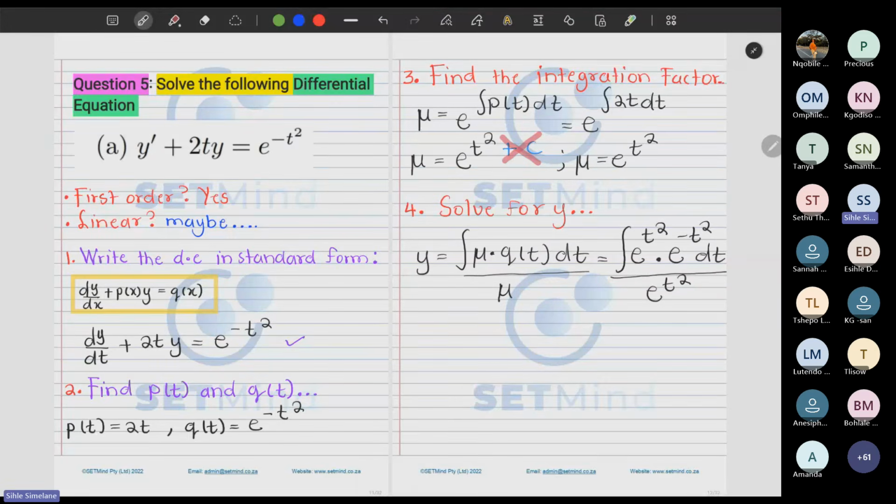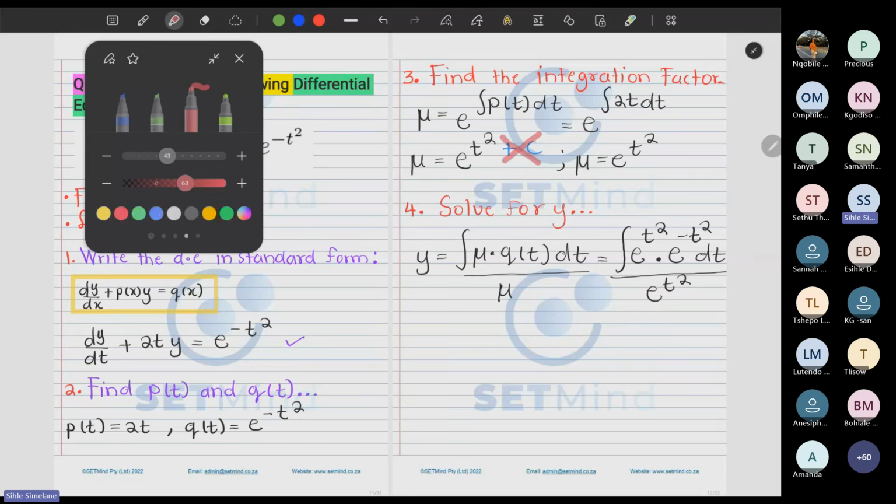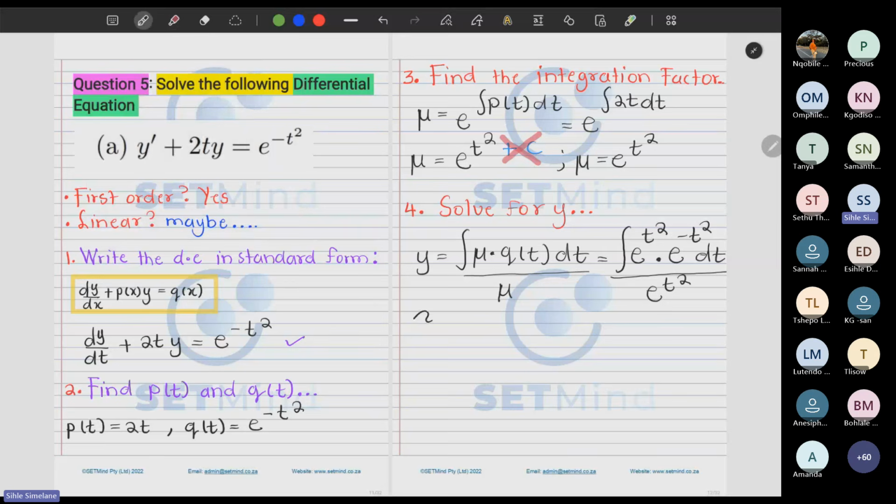Now, if you observe carefully, guys, you should be able to see that what we are integrating inside there will simply be e to the power of 0 dt, and we know e to the power of 0 is just 1. So you are integrating 1 dt divided by e to the t squared. When you're integrating 1, guys, you should remember that what you will get is t plus c.